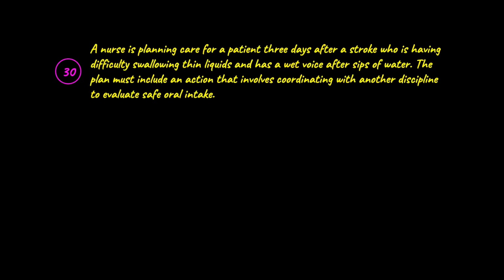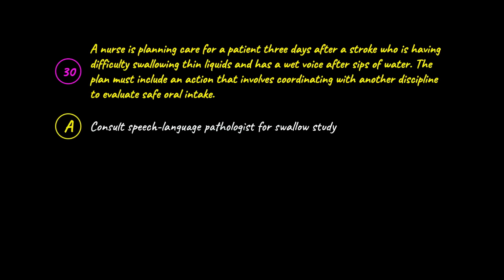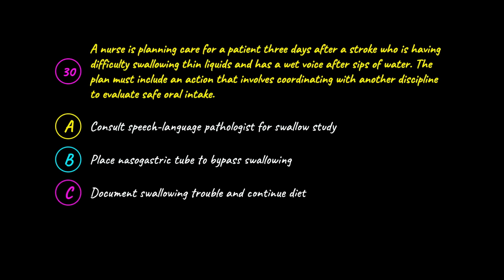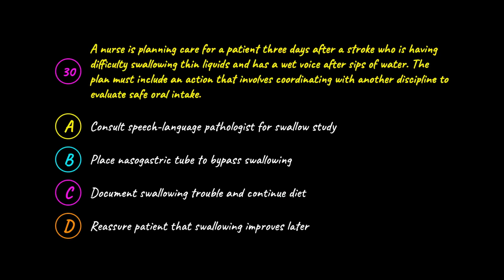Your options are: A. Consult speech-language pathologist for swallow study. B. Place nasogastric tube to bypass swallowing. C. Document swallowing trouble and continue diet. D. Reassure patient that swallowing improves later. Which would you go with? Lock it in before the reveal.